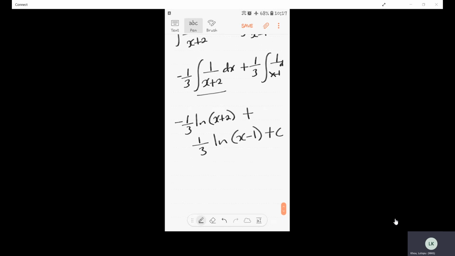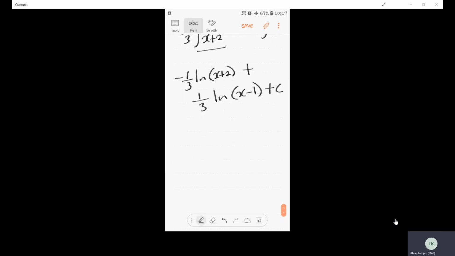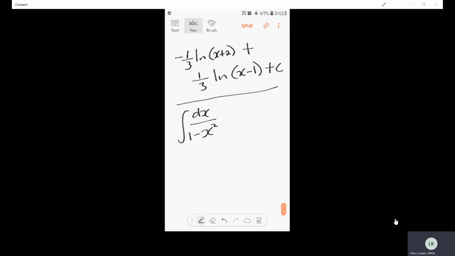Okay, let's do one more. Here's the integral 1 minus x squared. So this is again one that you will have to use partial fractions to decompose, because if you let u equal to your denominator, when you differentiate that, you cannot rewrite the derivatives so that u is isolated. You always have x, so you cannot make that substitution. So instead what you do is you decompose into partial fractions.